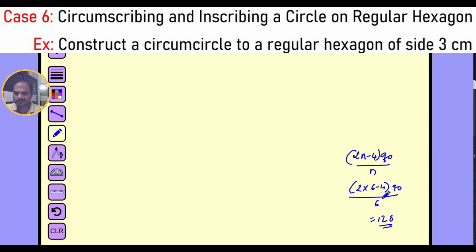The actual construction says that you have to construct a side, a line like this, 3 centimeter, then construct 120 degrees. Okay, then again you take 3 centimeter, cut it. At this point of intersection you have to construct 120 degrees, then again 3 centimeter. At this point again construct 120 degrees.